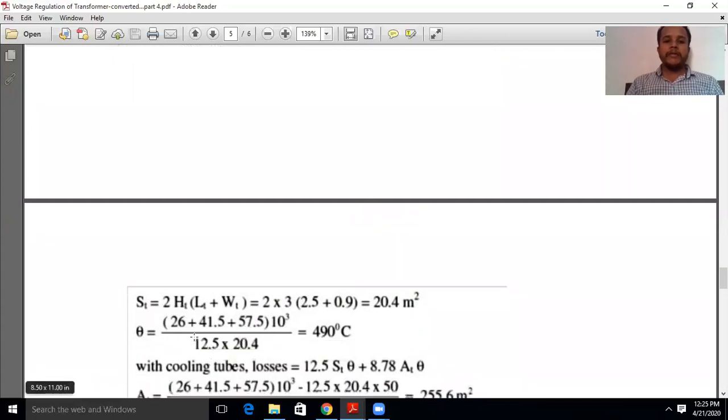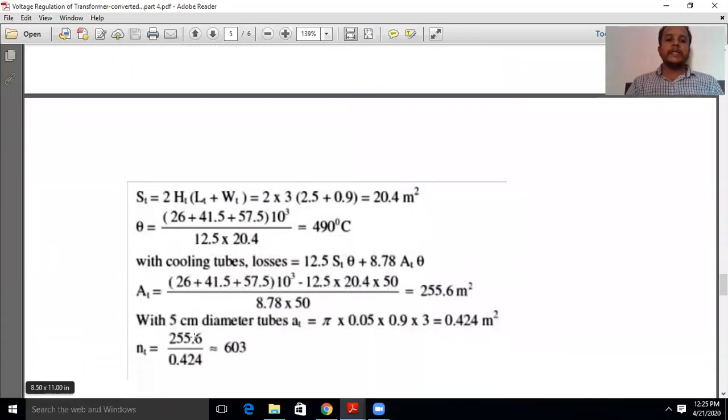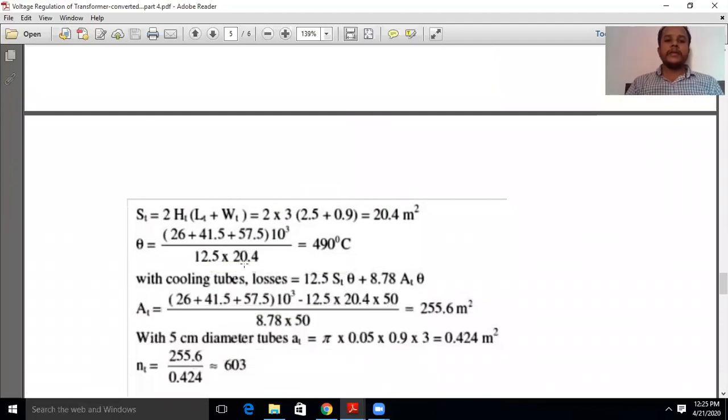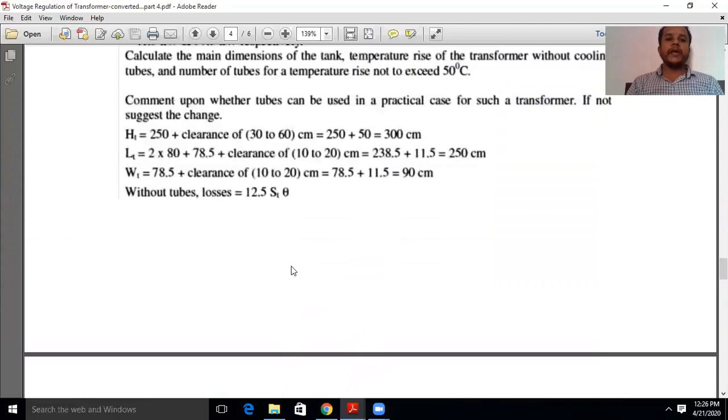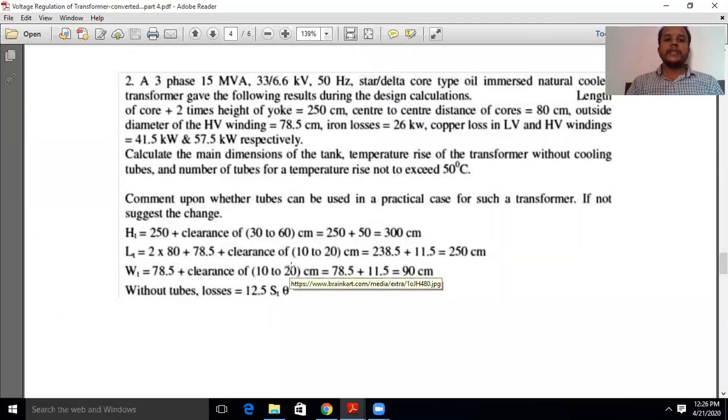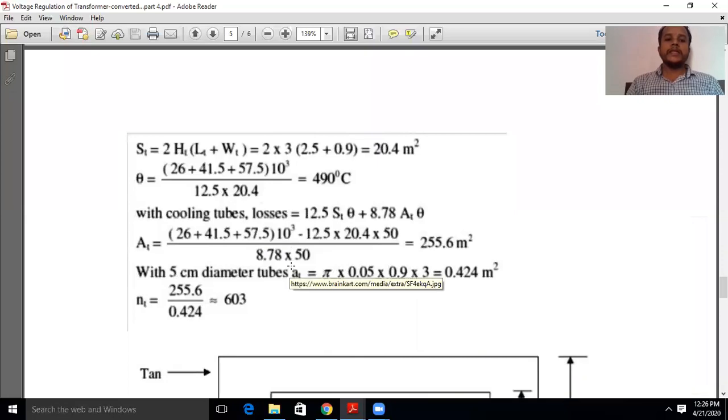Now theta, we have the formula. Theta is equal to 26 plus 41.5, so here the total losses are there. You have to add them, and divide again, and you'll get theta as 490 degrees Celsius. Without cooling tubes we have calculated. With cooling tubes, losses will be 12.5 ST theta plus 8.78 AT theta. Now we can calculate the AT from this.